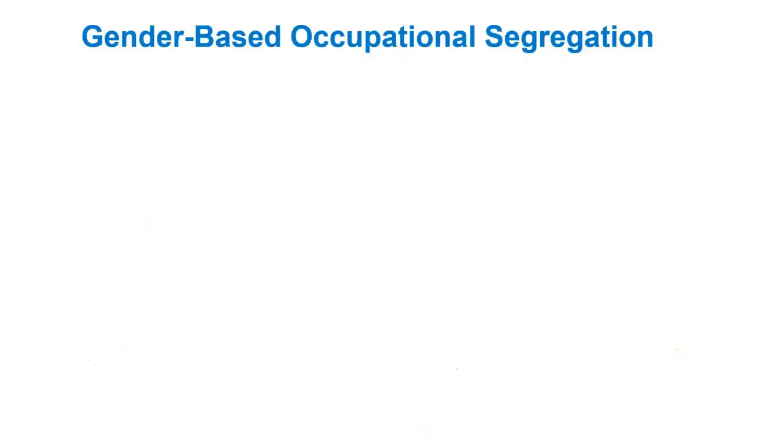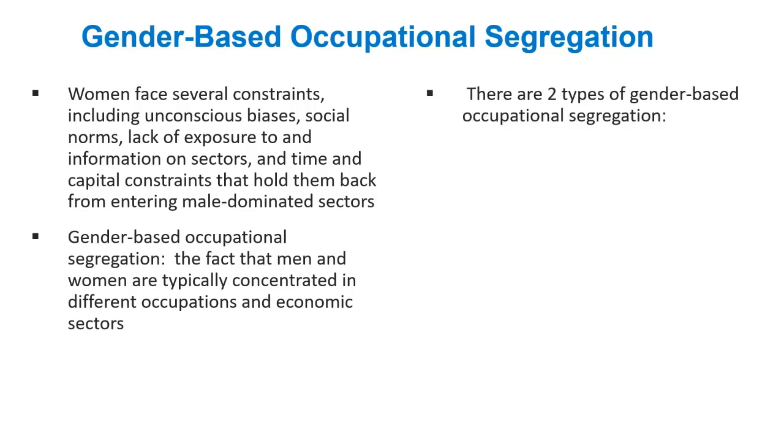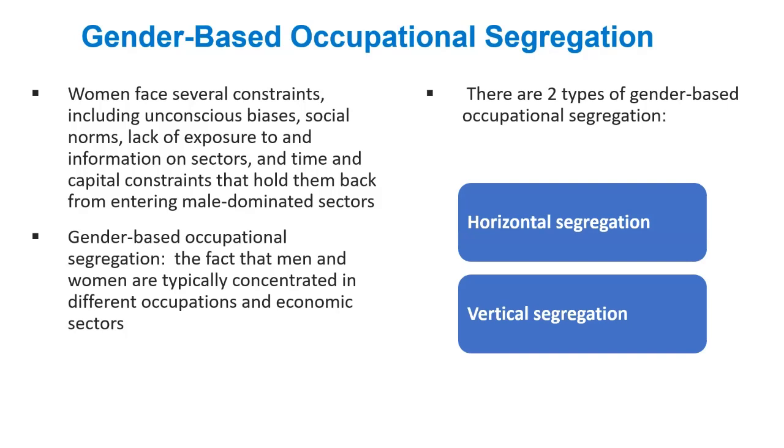Now we'll talk about gender-based occupational segregation. Women face several constraints, including unconscious biases, social norms, lack of exposure to and information on sectors, and time and capital constraints that hold them back from entering male-dominated sectors. Gender-based occupational segregation is the fact that men and women are typically concentrated in different occupations and economic sectors. There are two types of gender-based occupational segregation: what we call horizontal segregation and vertical segregation.